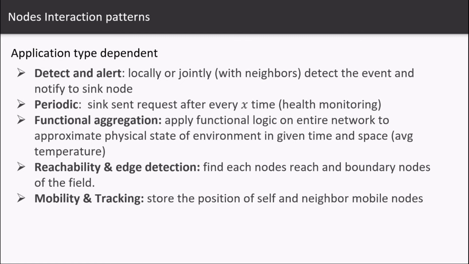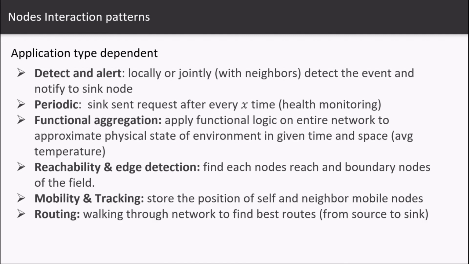Then we can have tracking and mobility type interaction patterns where nodes can store the position of themselves and their neighbor mobile nodes. Or at least the node should know and store the last known position of the other neighboring nodes in the network. Then we could have routing protocols, as I mentioned earlier, like walking through the network to find out the best routes from the source to the sink and vice versa.